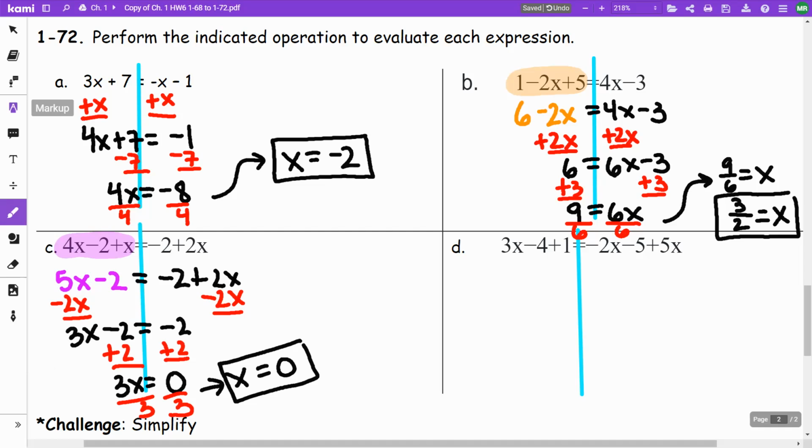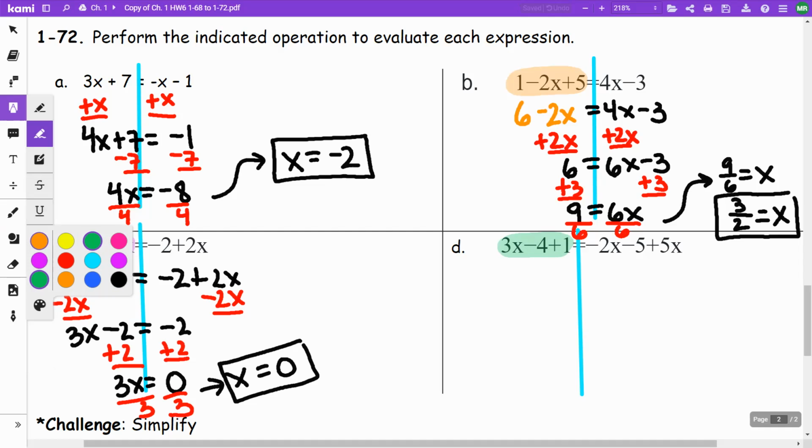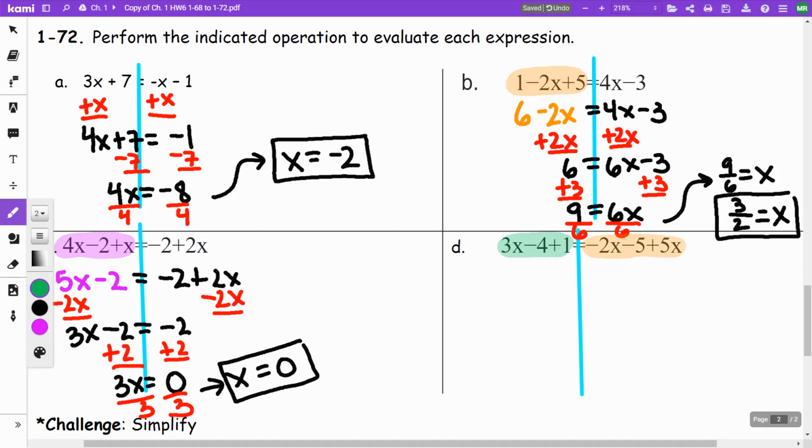On D, I'm going to clean up this side. And I'm going to clean up this side. So on the left-hand side, my 3x, my minus 4, my plus 1, I'm going to get a 3x minus 3 when I combine like terms. On the other side, my negative 2x, my positive 5x is going to become a 3x minus 5.